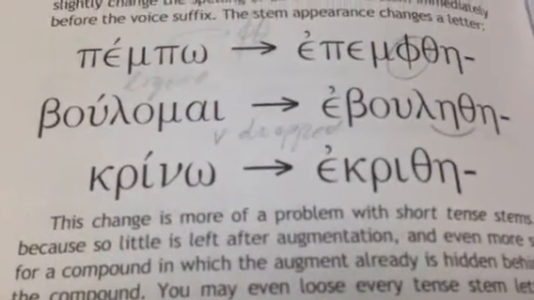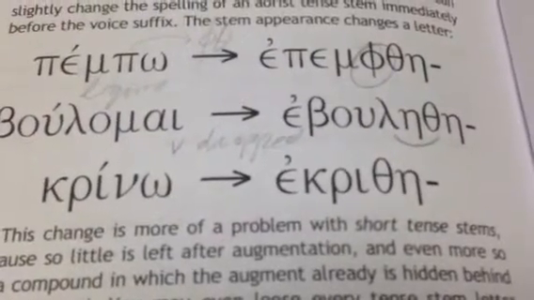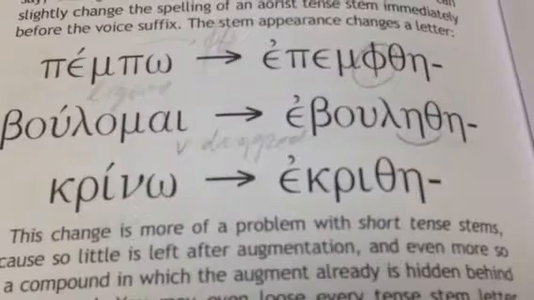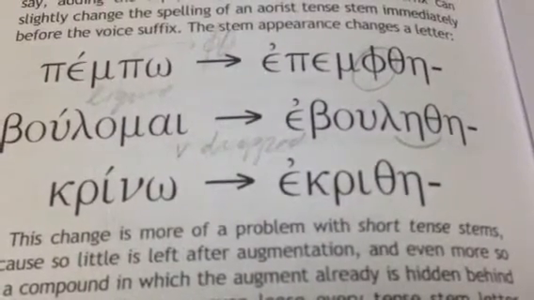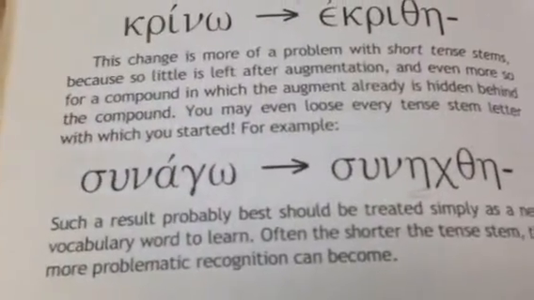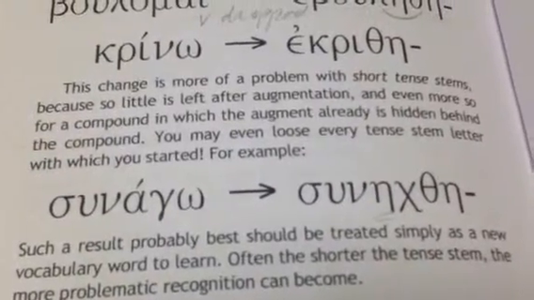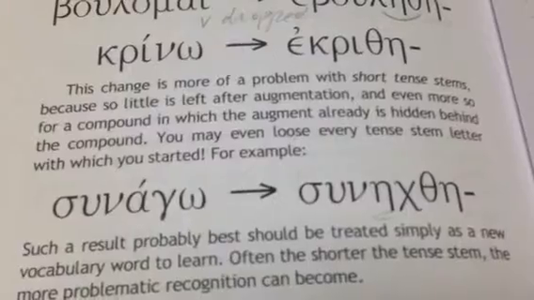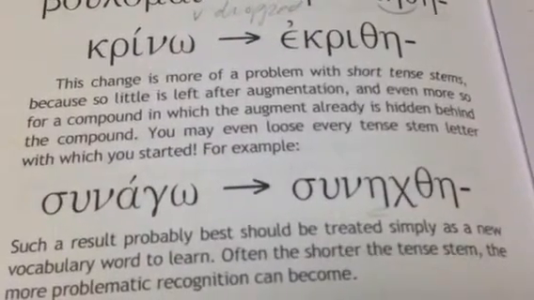Crino, from I judge. What has happened here? Well, you can tell. Nu, likewise, is a liquid. Instead of adding an eta in between the nu and the theta, the nu simply has dropped out. Something else here, soon ago, same thing has happened, right? The gamma encountered a theta, so we have a theta stop reaction.